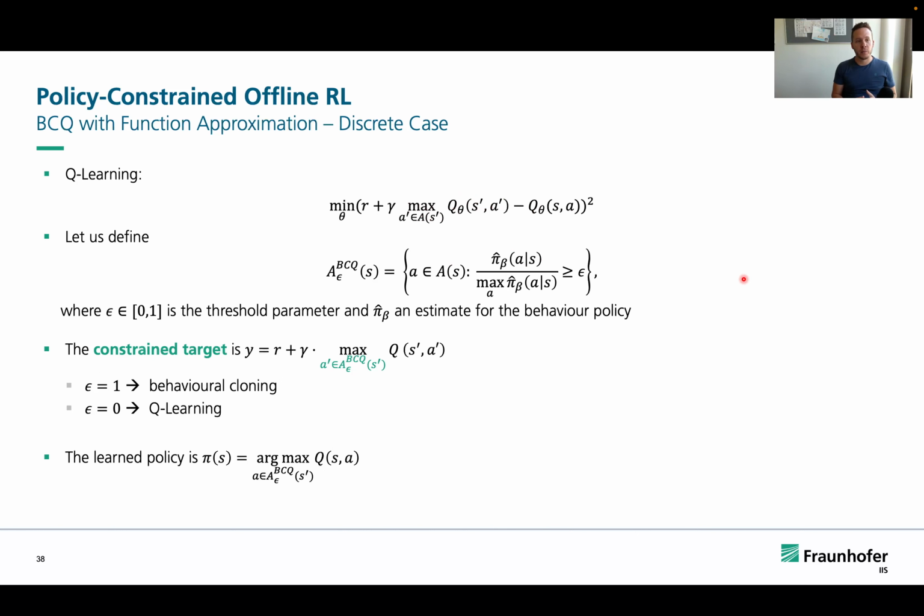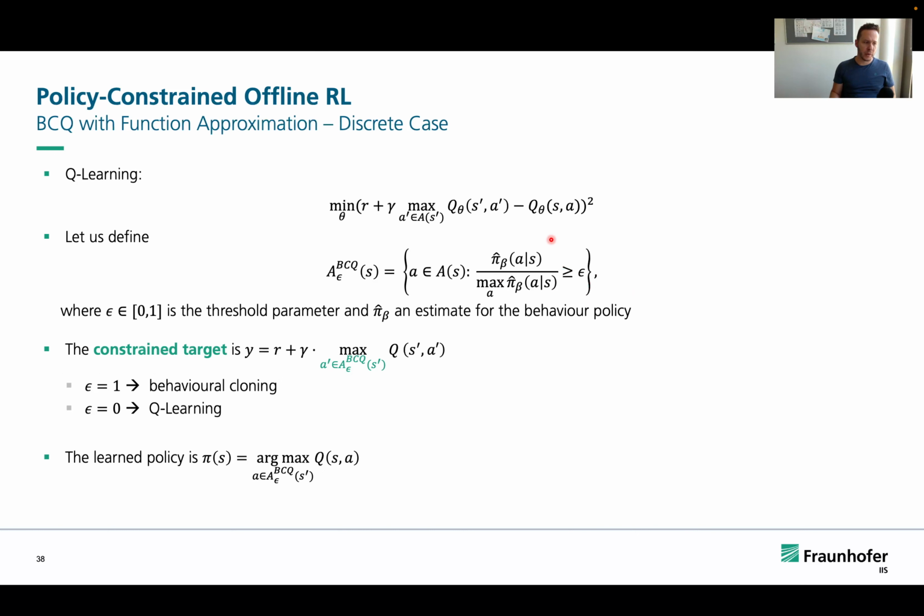So let us at this point define a restricted action set that we might bootstrap our action to. The restricted action set is called A epsilon to the power of BCQ in here. And we define it like this. Part of this action set is any action from our real action set that satisfies this equation. We want the probability of this action being selected with respect to the maximizing action to be larger than a certain small epsilon in here.